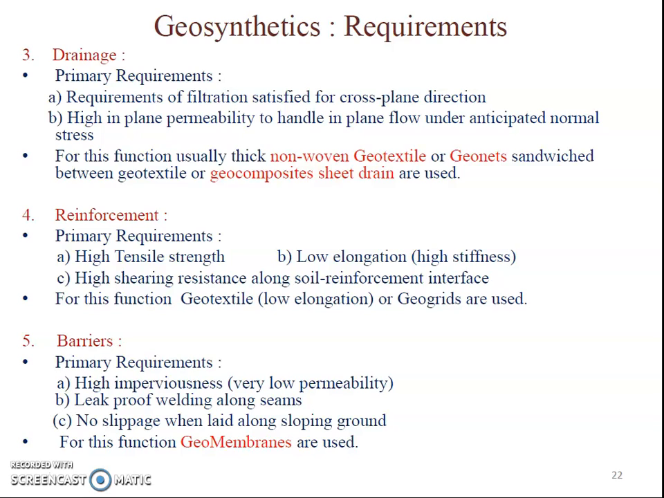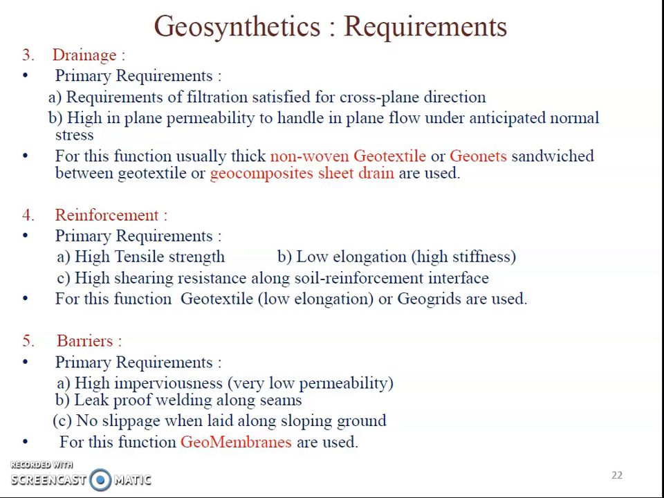If we use geosynthetics as a drainage material, then non-woven geotextiles, geonets or geocomposites are used. The fourth function is reinforcement, meaning geosynthetics used as reinforcement. Obviously, we know that whenever we use reinforcement in concrete, it should take the high tensile load. The same phenomenon applies here.